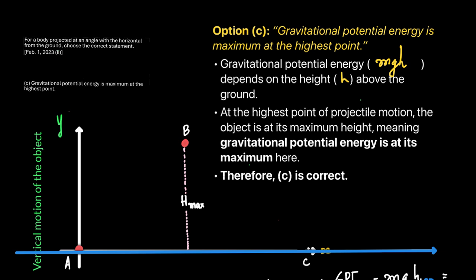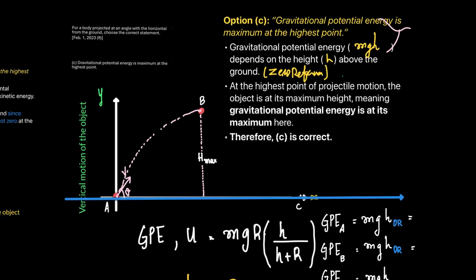It necessarily need not be on the ground always. What I mean is there can be a zero reference chosen for this gravitational potential energy, which can either be the ground or which is arbitrary. You can choose it anywhere along the plane. Now, at the highest point of projectile motion, the object is at its maximum height. So when the object is projected from A at an angle theta with velocity v, it will travel like this, and slowly it will come to this maximum height B, right? And at the highest point at B, the object is at its maximum height, meaning the gravitational potential energy is also at its maximum, this point. Therefore, C is correct.